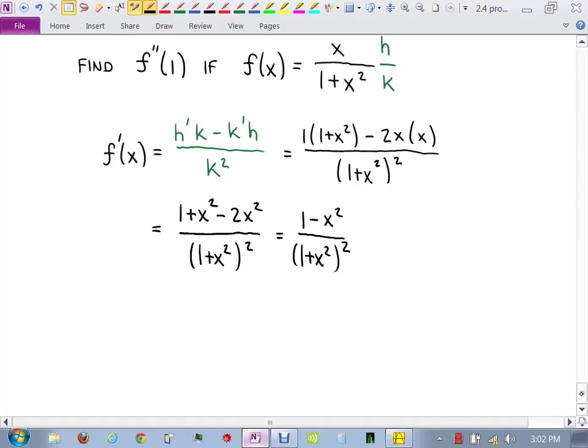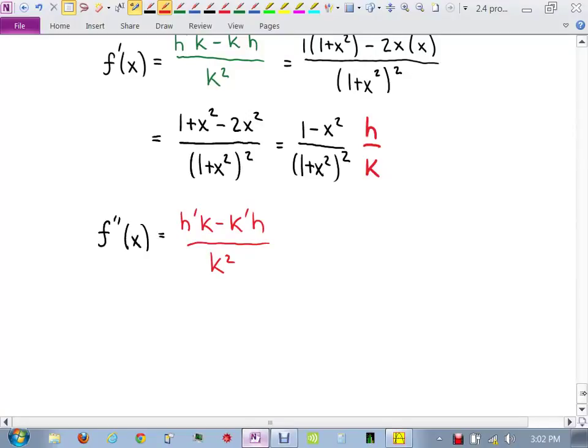So I've got to do derivative again. I'm going to identify them again. I'll call them h and k again, even though they're not the same h and k, right? But it's another quotient. So my second derivative will be equal to h prime k minus k prime h over k squared.